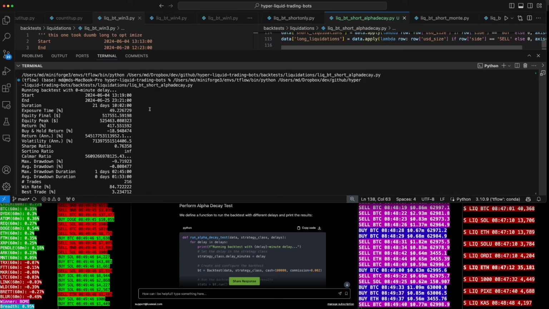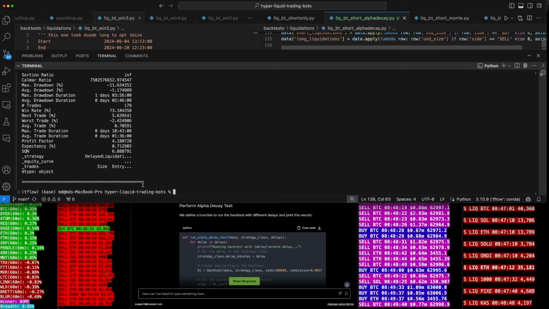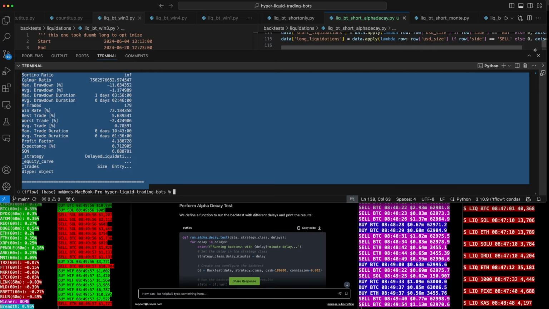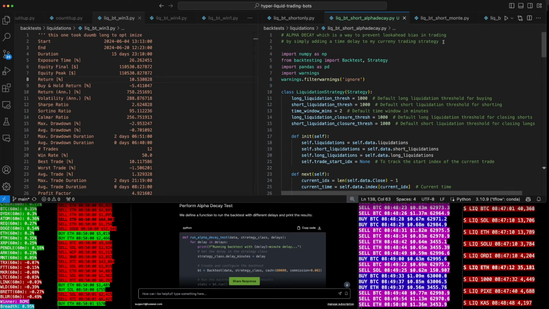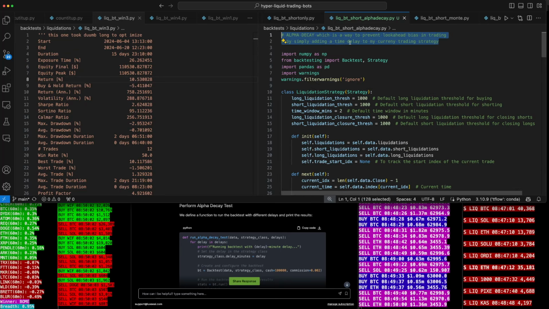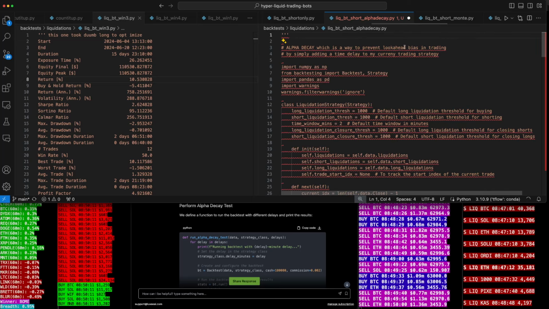So let's see if it all matches up. So here's the alpha decay test. And I'm going to make this a little easier for our eyes here, and put it on the actual code here. And let's put this here in the 1, 2, 3.